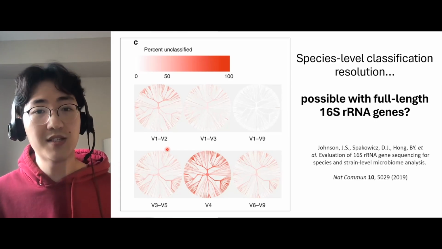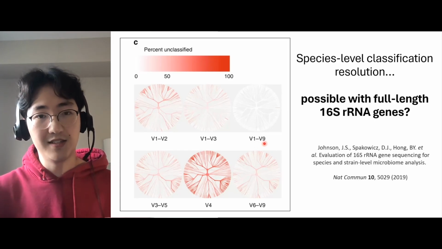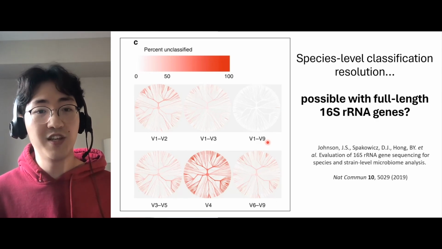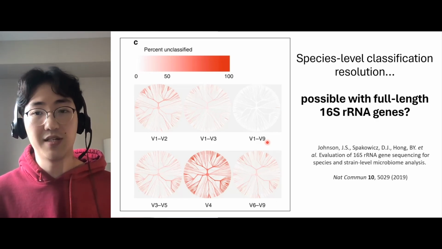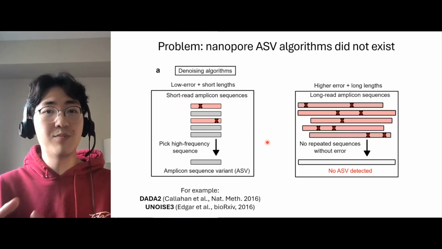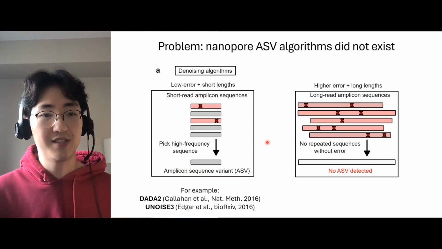So what's important to us is that for the V1-V9, this is the entire gene, almost all of this tree is white, showing that you can resolve things at high taxonomic resolution. The problem, though, is that previously the Nanopore ASV algorithms just didn't exist.